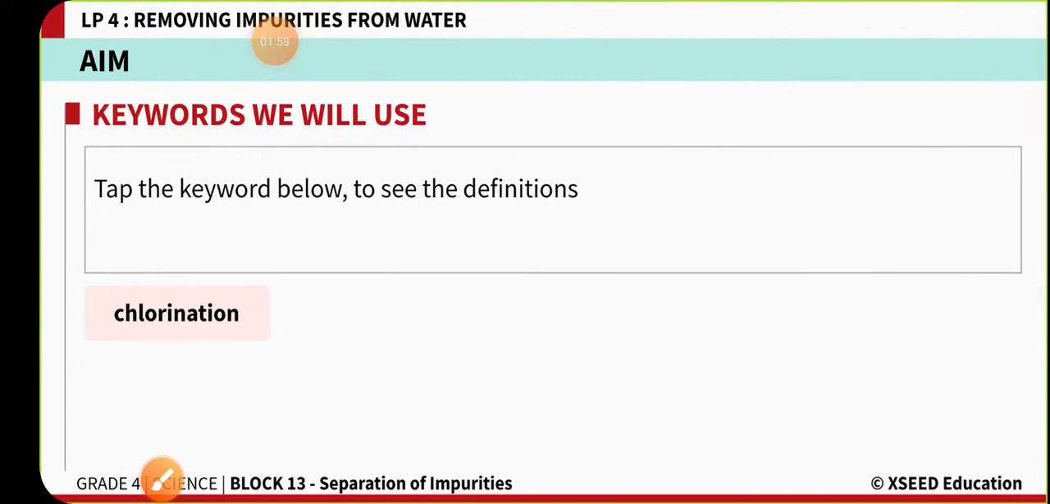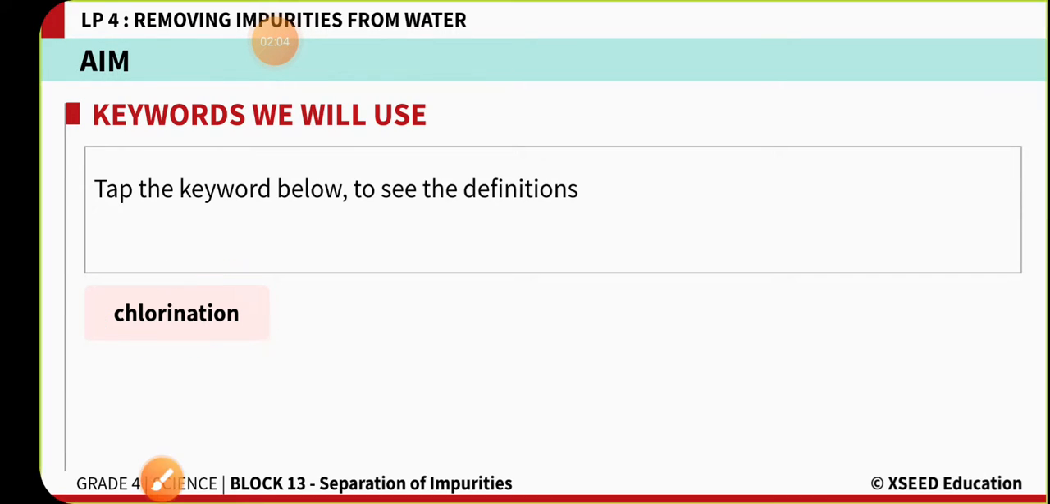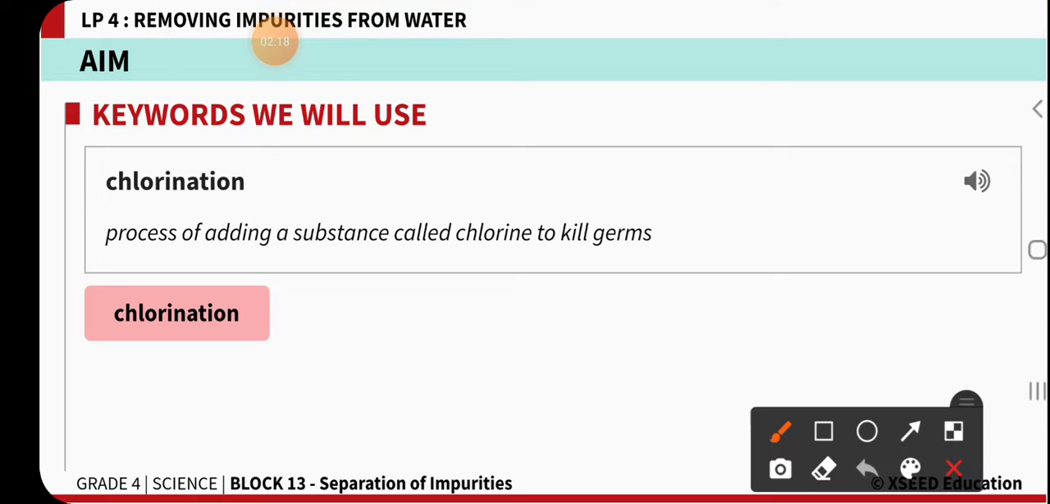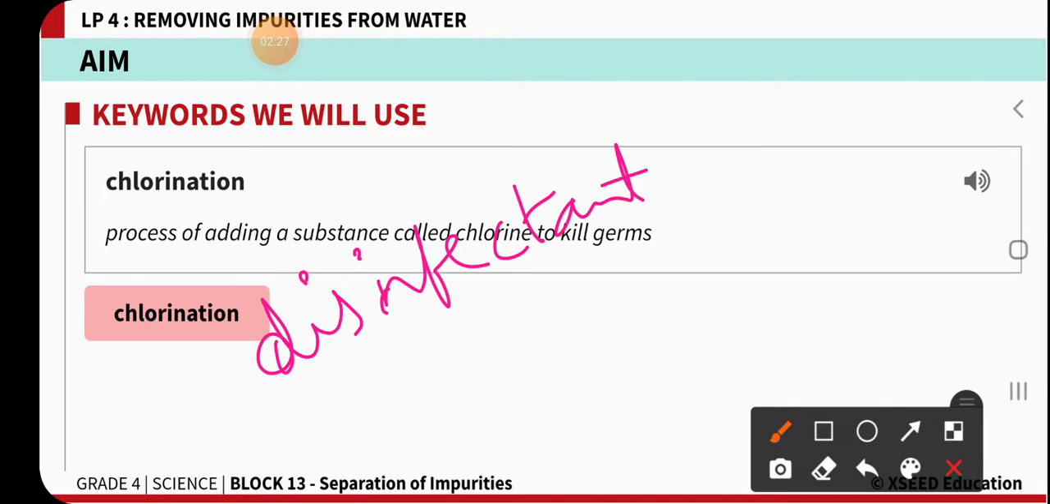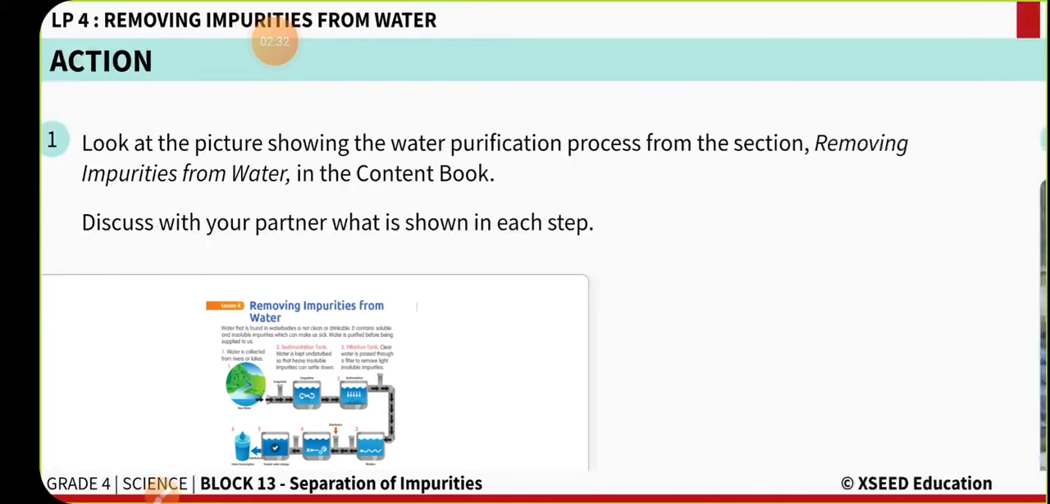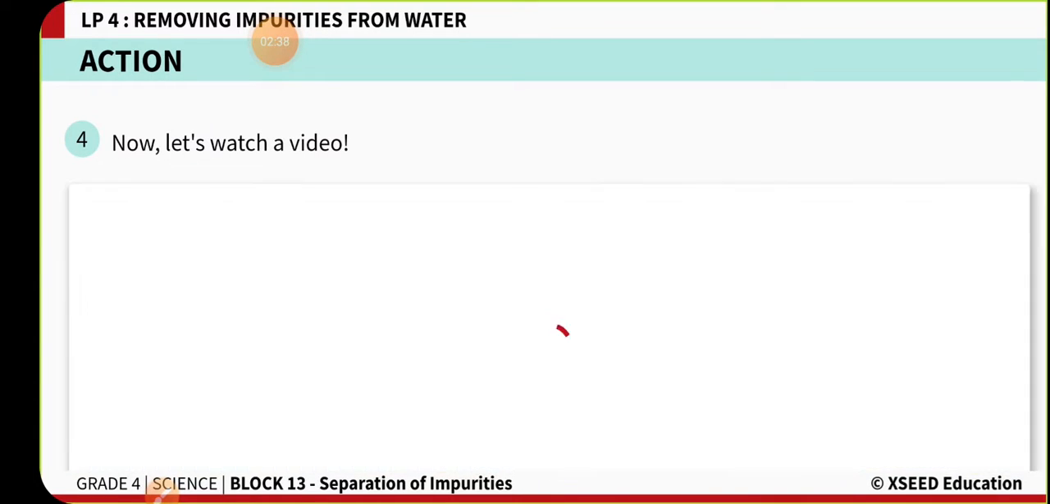In today's lesson, the first keyword is chlorination. Chlorination is a process where chlorine is added to the water to kill the germs that are present in the water. Basically, chlorine is added as a disinfectant which kills the germs present in the water. To understand this, let us see a video at first.